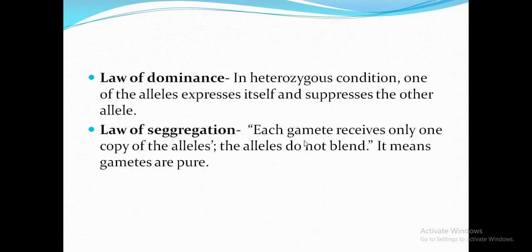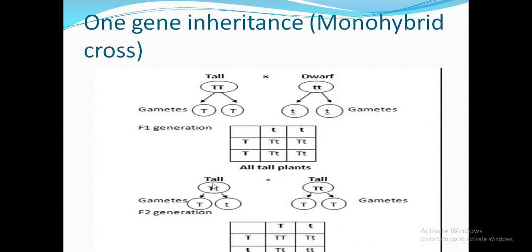Now the second law, the law of segregation, states that each gamete receives only one copy of the alleles. That is, the alleles do not blend. It means gametes are pure. So we'll see once again. Each gamete receives only one copy of the alleles. Now concentrate here. Take, say for example, this is the allele pair which is located on homologous chromosomes. Now we know that these alleles get separated during gamete formation in such a way that each gamete contains only one copy of the allele.